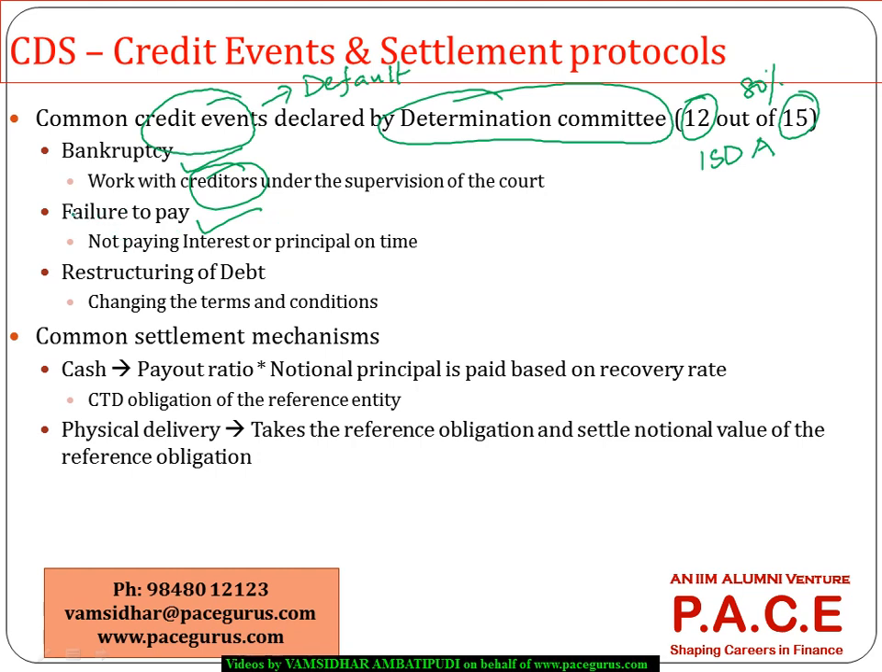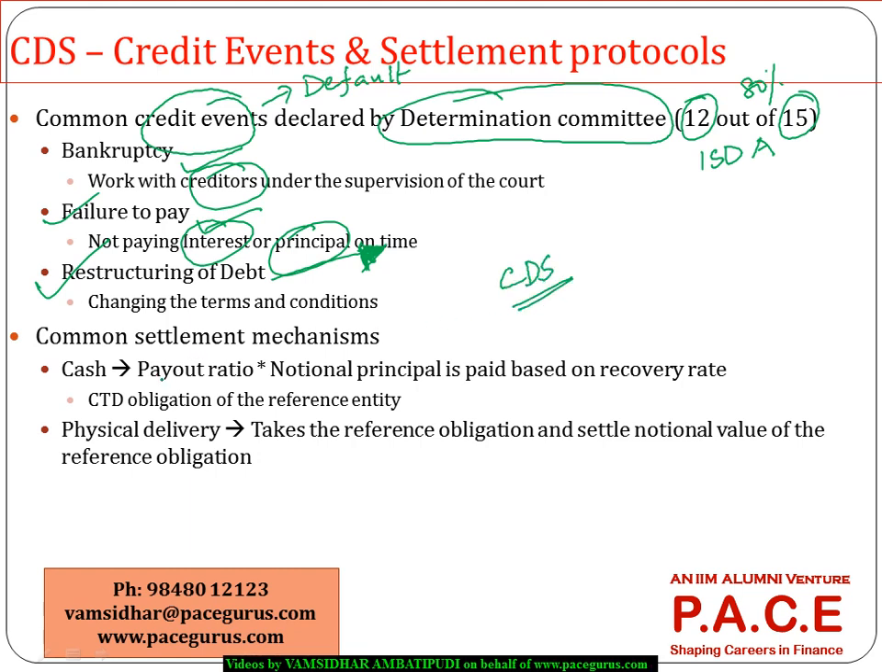Then there could be a scenario of the borrower not paying the interest or the principal payments on time, which can be categorized as failure to pay. In some cases there is a forceful change of terms and conditions by the borrower on the lender. So probably a borrower restructures the terms and conditions of the debt and forces the lender to follow them. Even that would be treated as a credit default event. So if any of these credit default events happens, the CDS protection comes into the picture.